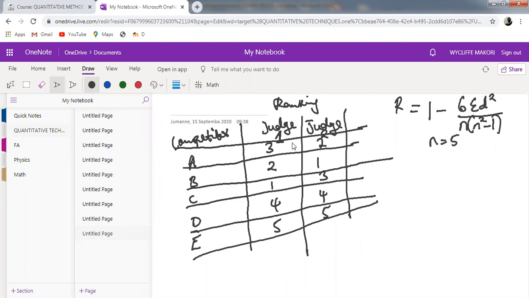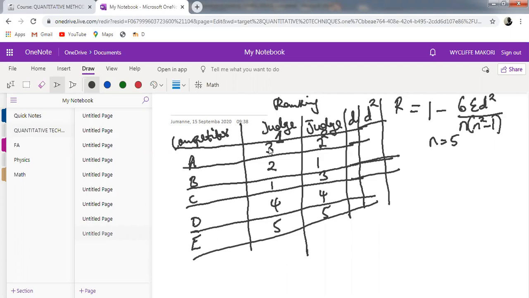So you will find now what you need to do is to get the value of D squared. And how do you get the D squared? It is as simple as this. You need to get the column for D, and then that column of that value of D we square so that we can have the D squared. D is simply the difference between the ranking of the first person and the ranking of the second person.